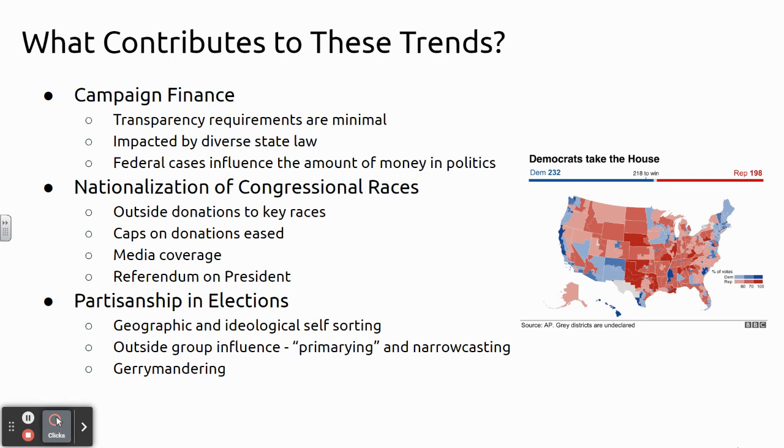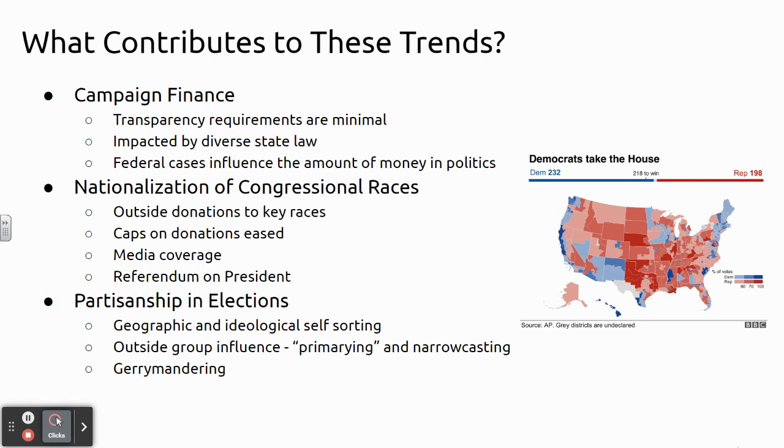Geographic and ideological self-sorting. What is this? What we're starting to see is people are moving, literally physically moving, to those who agree with them. It's not at a rapid rate, but we're seeing a little bit more. And now you have the option to listen to only those who agree with you.